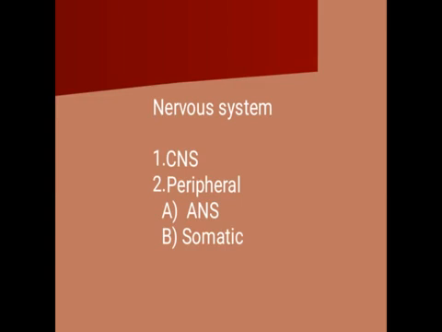Okay. Now the nervous system is classified into two types. As we know, they are classified into central nervous system and peripheral nervous system. And this peripheral nervous system is classified into autonomous nervous system and somatic nervous system.